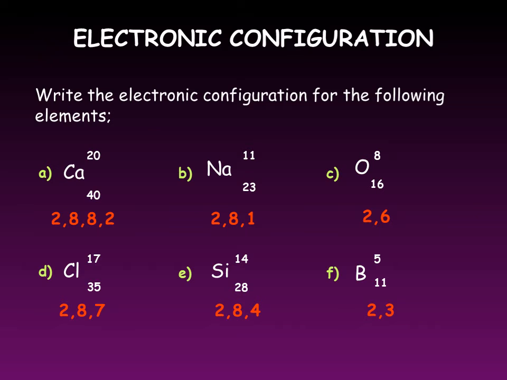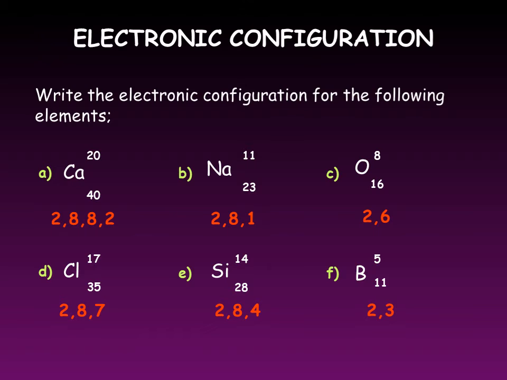So we can try with the electronic configuration of the following elements. For example, calcium having the atomic number 20 and atomic mass number 40. So the electronic configuration of calcium will be 2, 8, 8, 2. That is, in the first shell, it will have 2 electrons, then the second 8, in the third 8 and in the fourth 2.